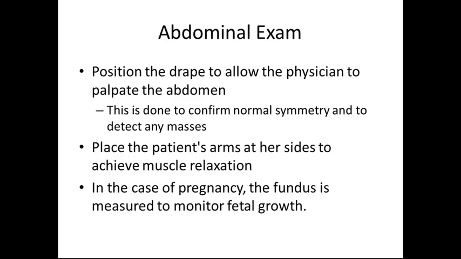Abdominal exam. Position the drape to allow the physician to palpate the abdomen. This is done to confirm normal symmetry and detect any masses that may occur. This is oftentimes when we feel for masses for ovarian cancers or ovarian cysts. Place the patient's arm at sides to achieve muscle relaxation. In a case of pregnancy, the fundus is measured to monitor the fetal growth.